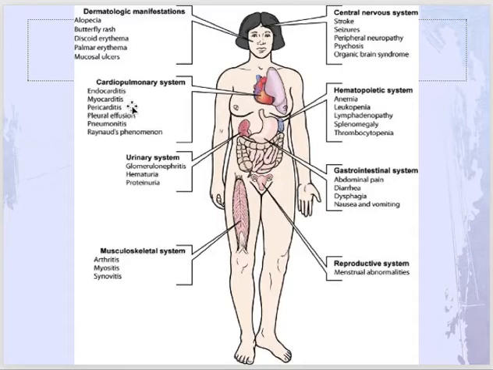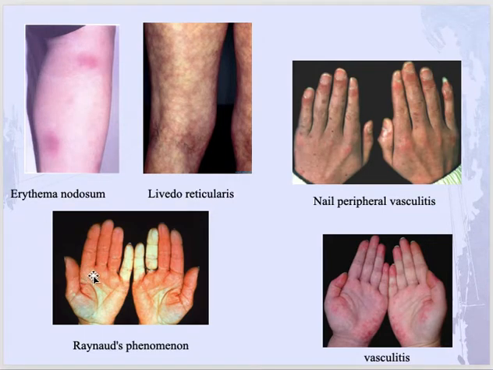Now, the important thing over here is Raynaud's phenomena. If I show you what Raynaud's phenomena is, you can see over here. This one is the vasculitis around the nail peripheries. This is livedo reticularis, which is again a dermatological manifestation. This is erythema nodosum, and this one is Raynaud's phenomena. You can see the color of this one is normal, but this one is congested, right? So we call it Raynaud's phenomena, and it can lead to necrosis and gangrene in very severe cases.